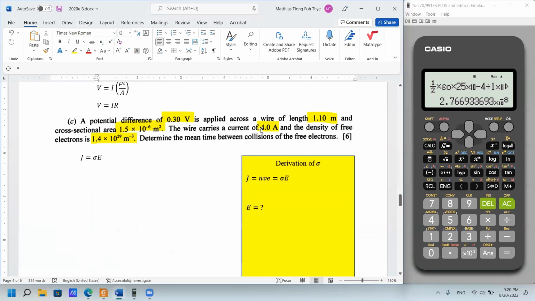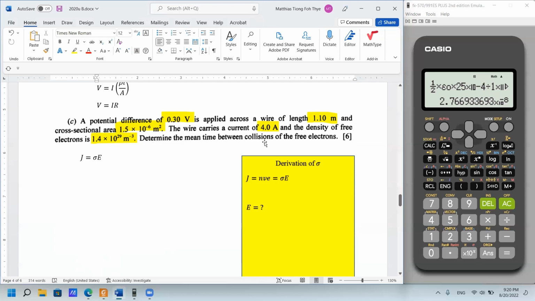The wire carries a current of 4 ampere and the density of free electrons is 1.4 times 10 to the power of 29 per meter cubed. Determine the mean time between the collisions of the free electrons. So a lot of information is given and probably you are clueless on what formula is going to be used.